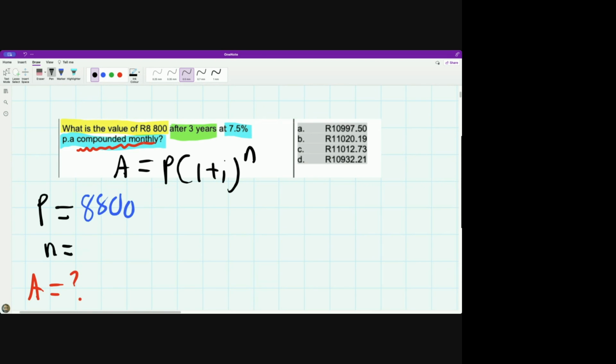Given that you know this is compounded monthly, they tell you it's 3 years, but that's not the units of time that I want for this question. I want to follow the question. What do we think?